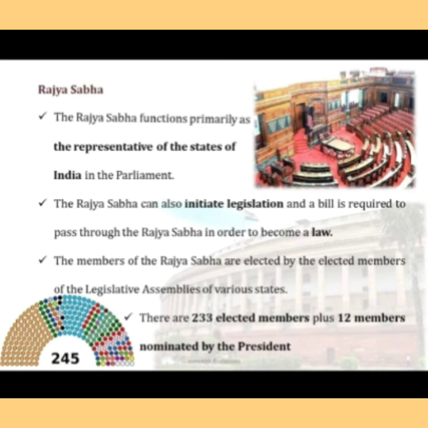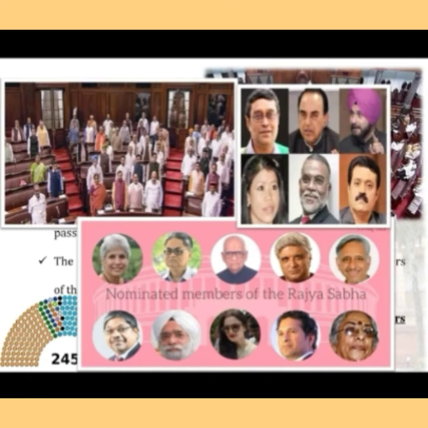The members of the Rajya Sabha are elected by the elected members of the legislative assemblies of various states. There are 233 elected members plus 12 members nominated by the President. These 12 nominated members may be chosen from various fields like sports, arts, and so on.